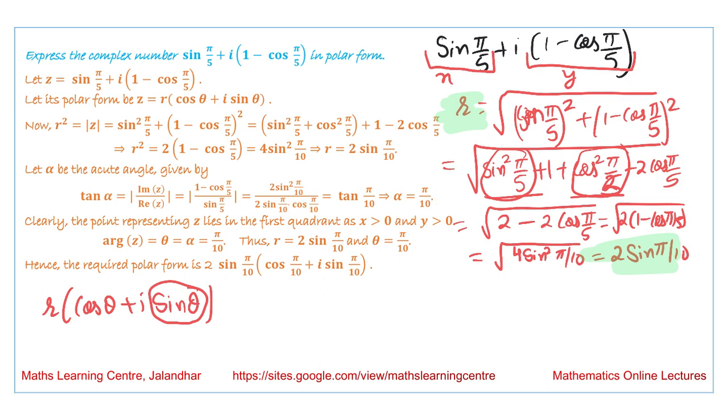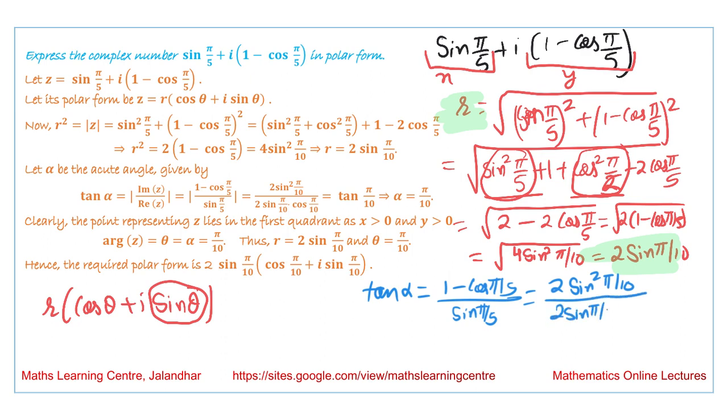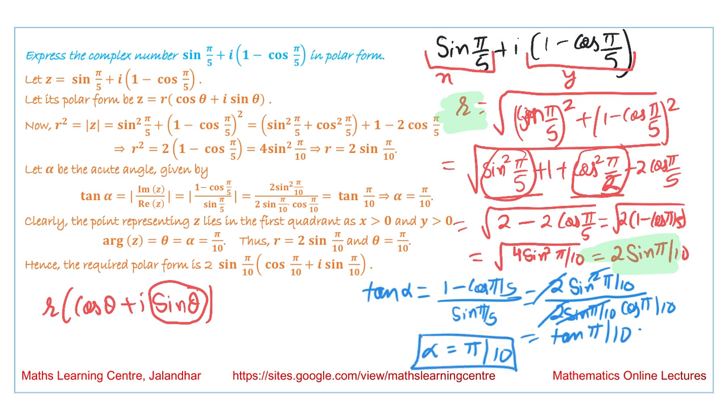Next thing we have to calculate is tan of alpha. That will be equal to 1 minus cos π/5 divided by sin π/5. Again, applying the formula for half angles, it is 2 sin² π/10 divided by 2 sin π/10 cos π/10. The 2 and 2 get cancelled, sine gets cancelled, and we are left with tan π/10. So the value of alpha we get is equal to π/10.